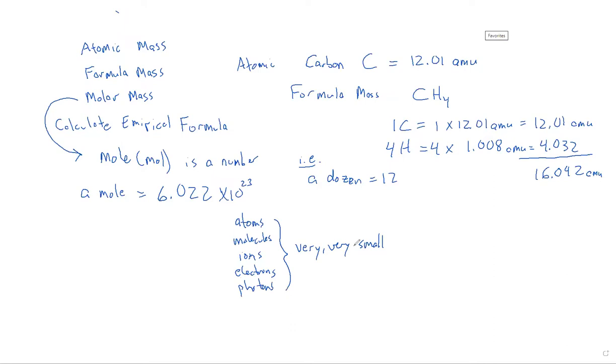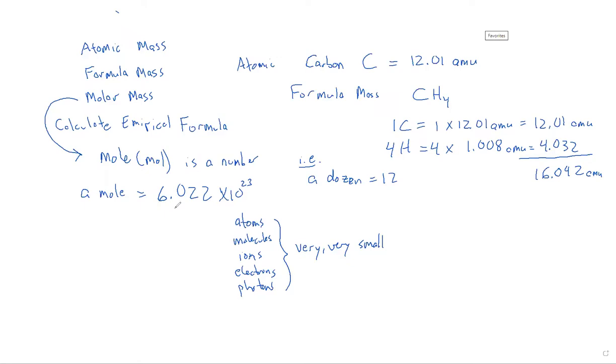Like we use a dozen when we're talking about eggs, right? I got a dozen eggs. I have a dozen donuts. I went to Costco the other day and I got 2 dozen eggs. So rather than saying 24, I say 2 dozen. And so it's useful in that way. So a mole is unitless, right? It's just a number.